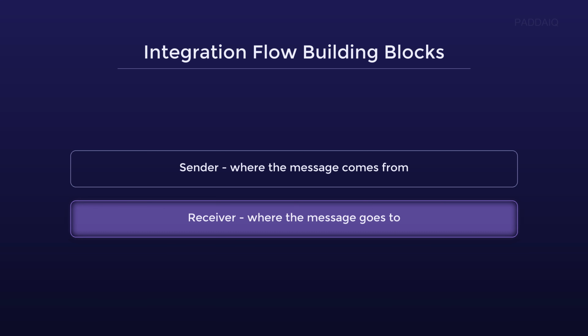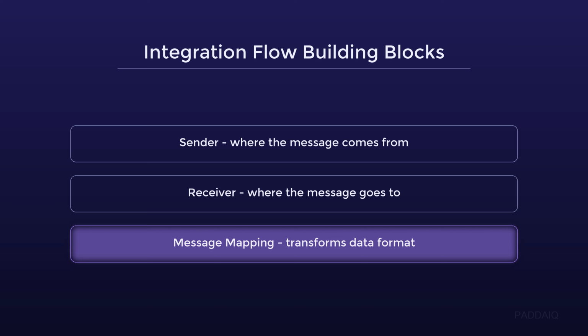Receiver, where the message goes to. This is the destination system or application that receives the processed message from your integration flow. For example, after processing an order in SAP S/4HANA, the receiver could be a Salesforce system that gets the customer update. It is the final stop for your message's journey.